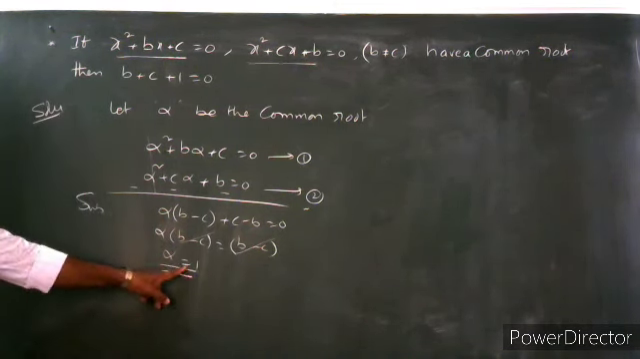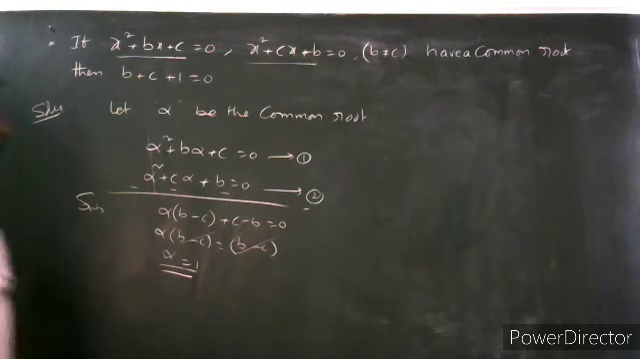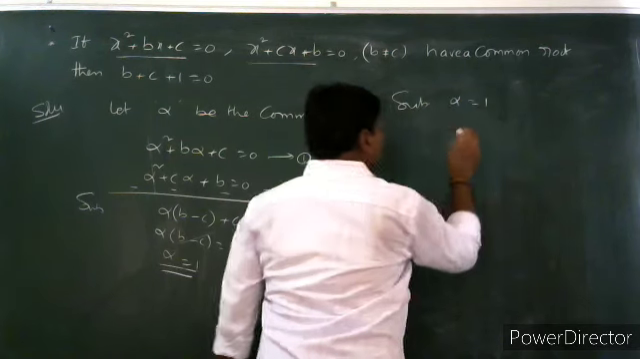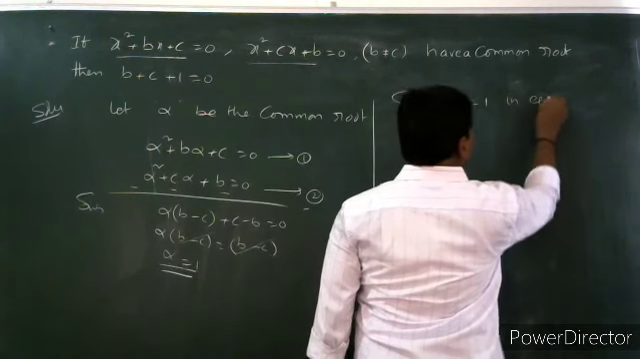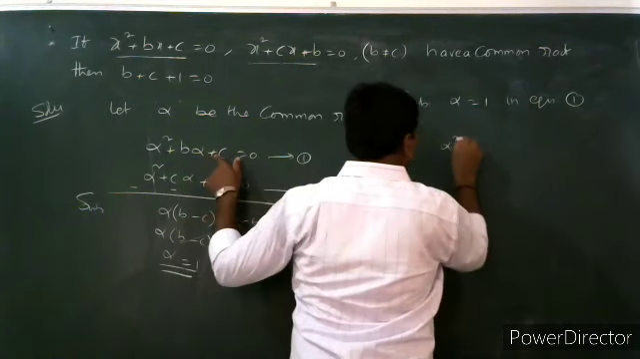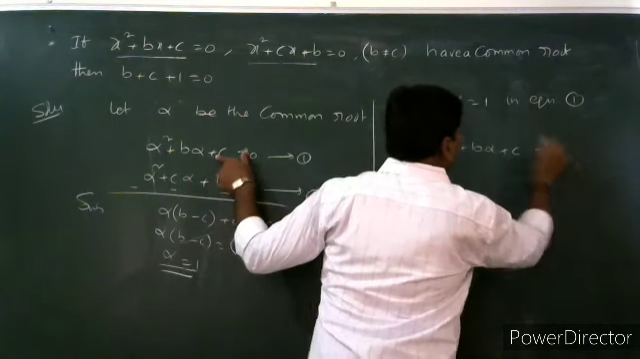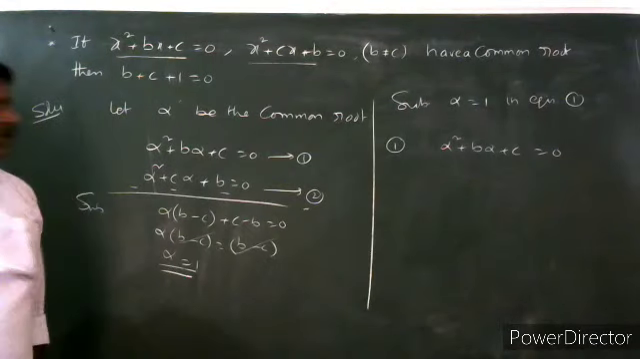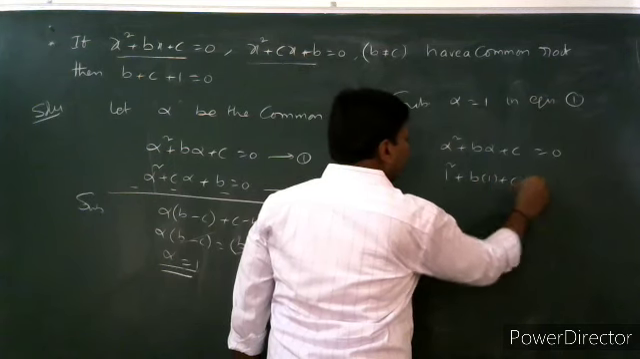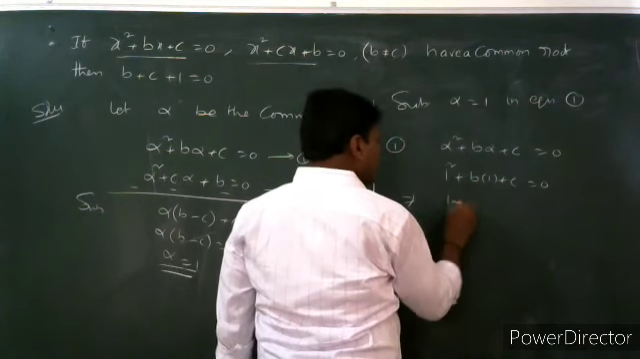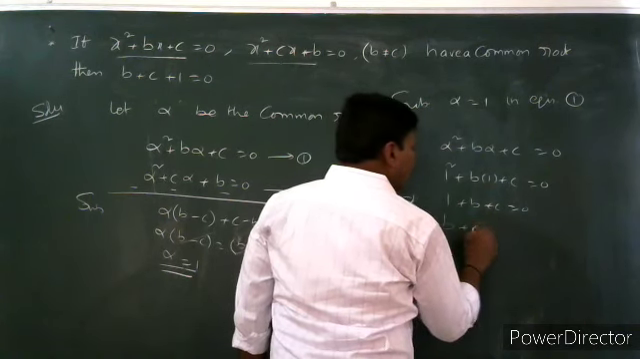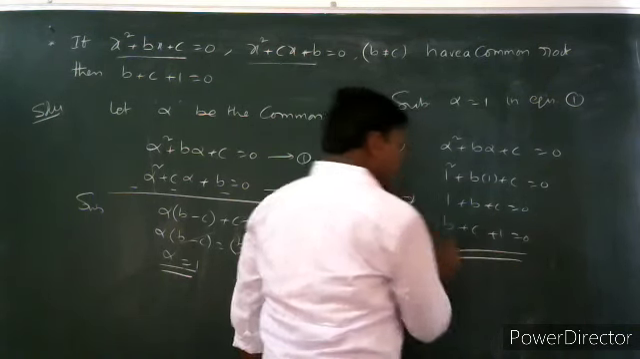So common root value 1. Substitute this alpha value in equation 1. Substitute alpha is equal to 1 in equation 1. Alpha square plus b alpha plus c is equal to 0. Alpha square means 1 square plus b into 1 plus c is equal to 0. 1 plus b plus c is equal to 0. b plus c plus 1 is equal to 0, this is the condition.